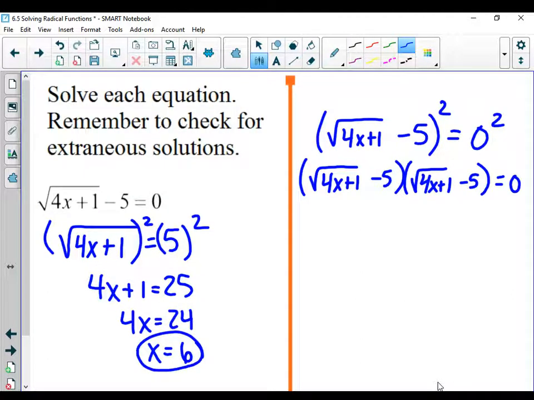So I look back at my original question, the square root of, so that if I plug in 6, I get 24. 24 plus 1 gets me 25. Square root of 25 gives me 5. 5 minus 5 gives me 0. I'm good. Okay? So that's if you see a radical. Just like if you saw a cubed root, you would be doing the same thing. Okay? That wouldn't really change.